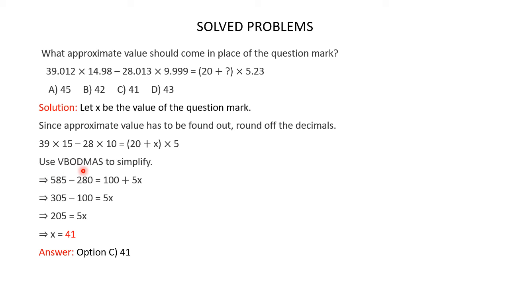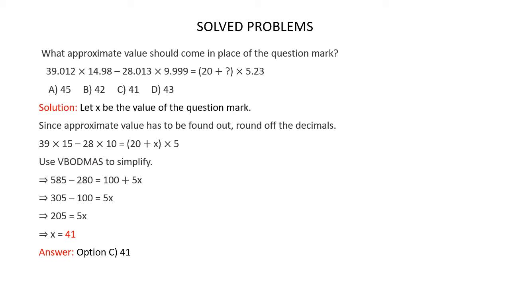Now use BODMAS to simplify. The order of operation has to be according to the BODMAS rule. So here the first order of operation is multiplication. So 39 multiplied by 15 is 585. 28 multiplied by 10 is 280. 20 plus x multiplied by 5 is 100 plus 5x.